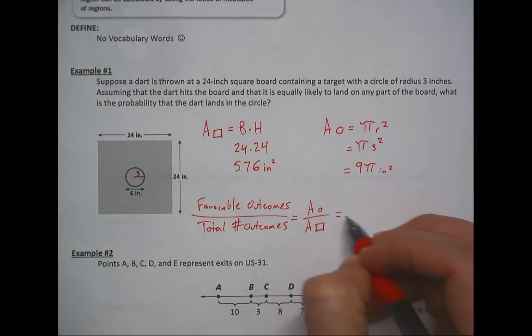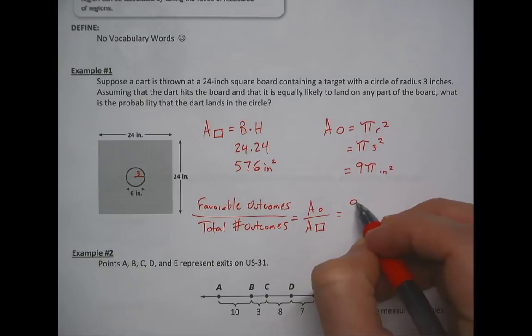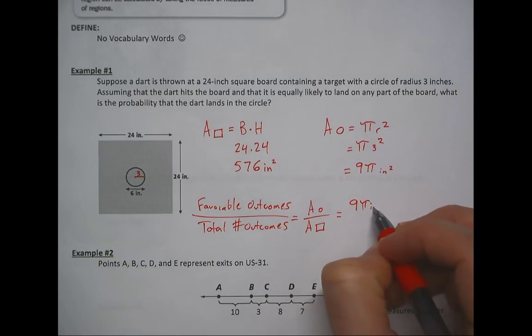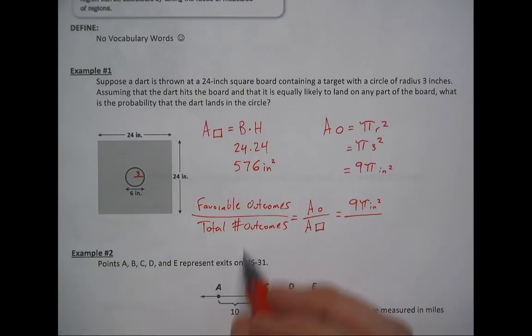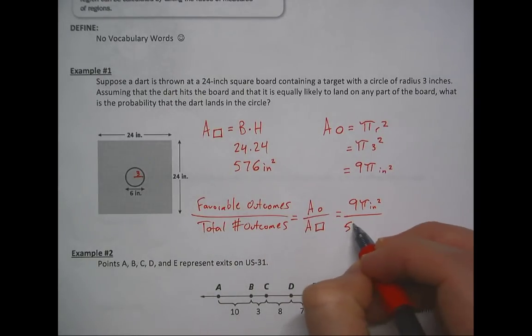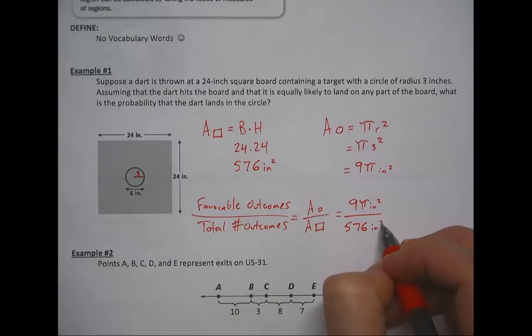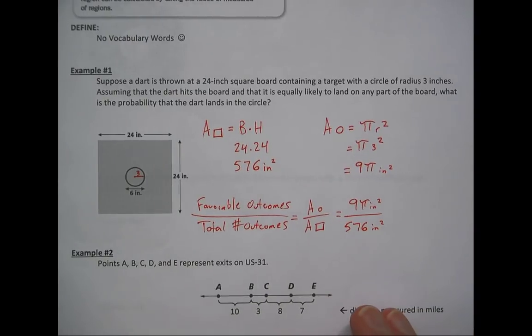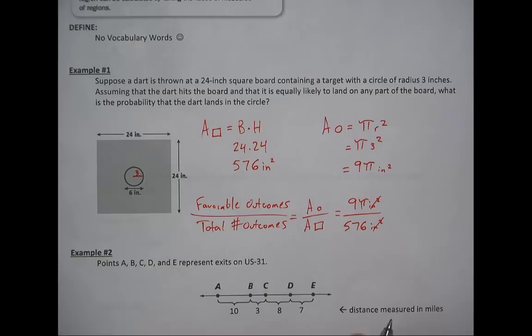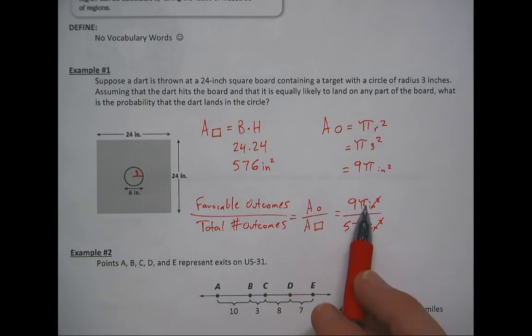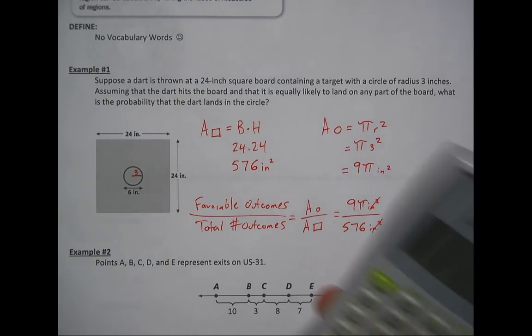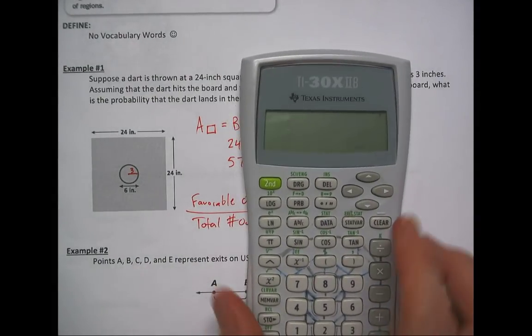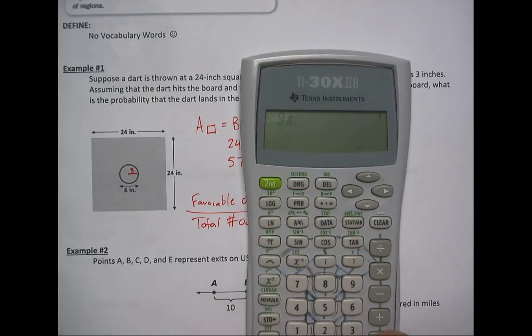So let's plug those numbers in. The area of the circle is 9 pi, and the area of the whole thing is 576. Now, inches squared is going to cancel on both spots. And so basically we have to take 9 pi divided by 576, and that's going to tell us the percentage. So depending on which calculator you got, we're going to go 9 pi divided by 576.